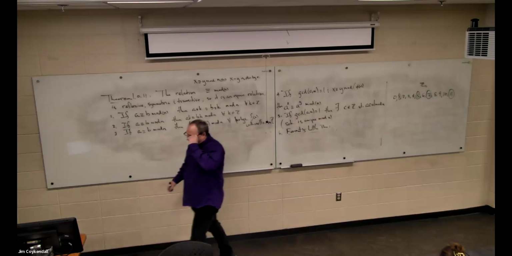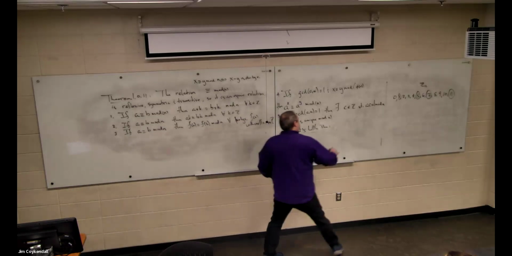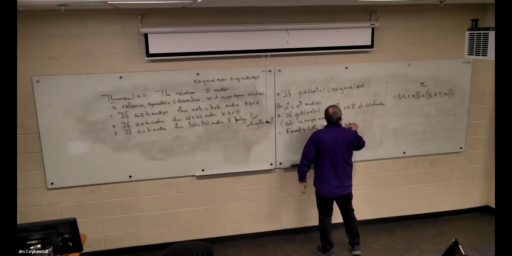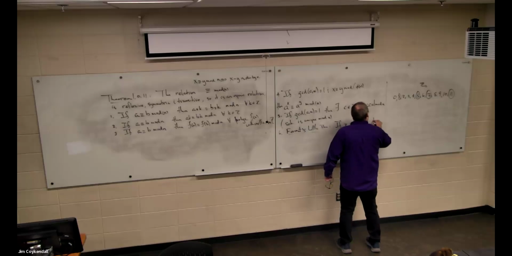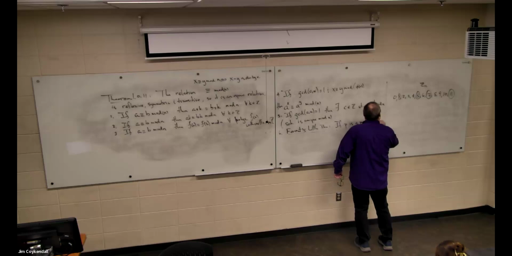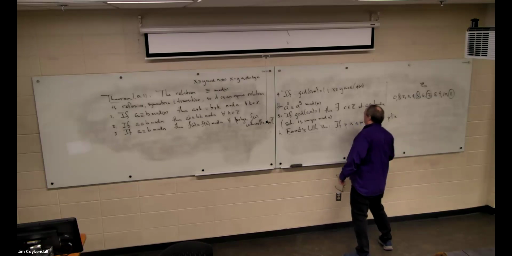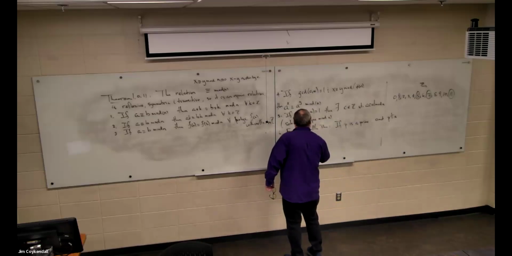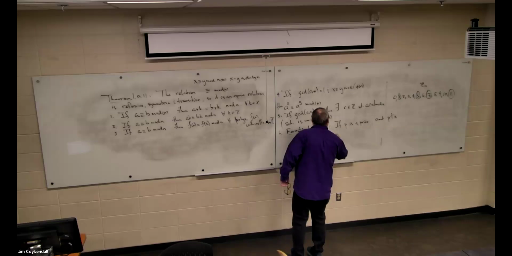Fermat's little theorem. If P is a prime, and GCD of A and P is 1, then A to the P minus 1 is equivalent to 1 mod P.